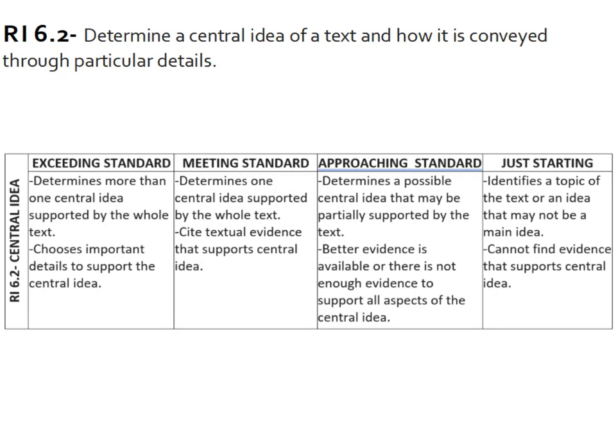So let's look at the standard. Reading Informational 6.2 is determining a central idea of a text and how it's conveyed through particular details. Right now we're just focusing on central idea, so I'm just going to read that part of the rubric. At just starting, you're identifying a topic of the text or an idea that may not be the main idea. So it's just a basic idea. And approaching standard, you're determining a possible central idea that may be partially supported by the text. At meeting standard, you're determining one central idea supported by the whole text, and at exceeding standard, you're determining more than one central idea supported by the whole text.